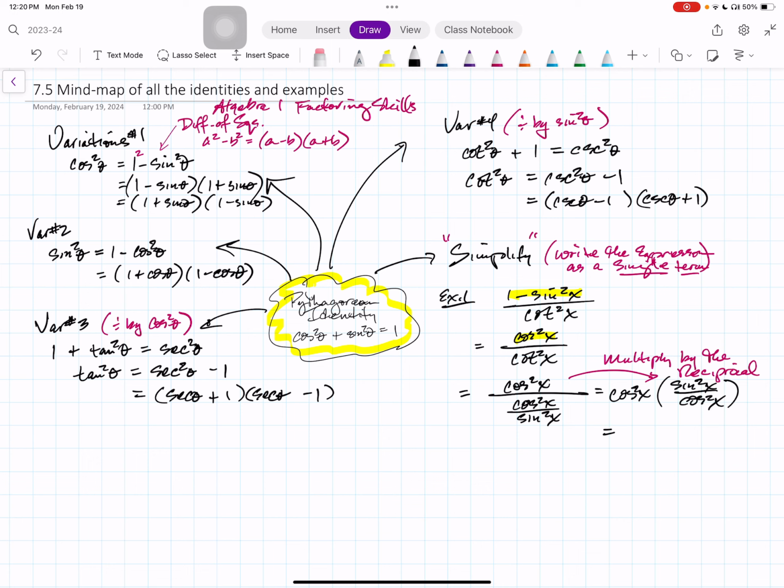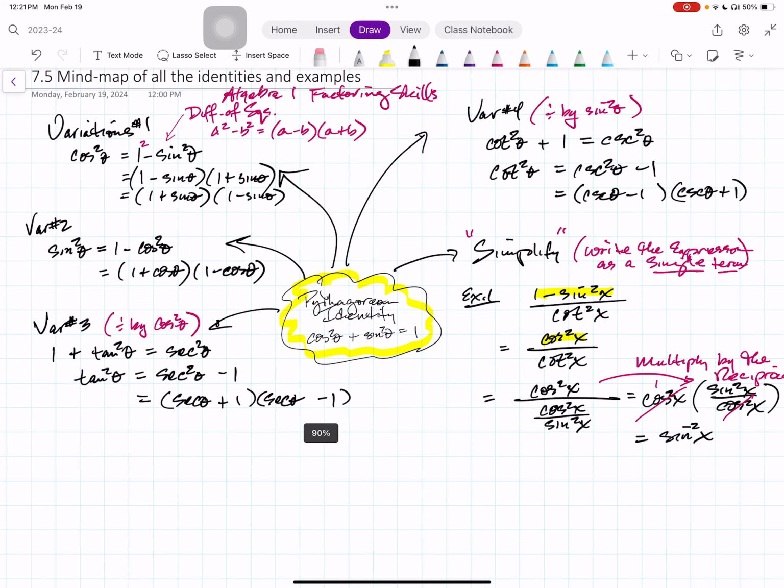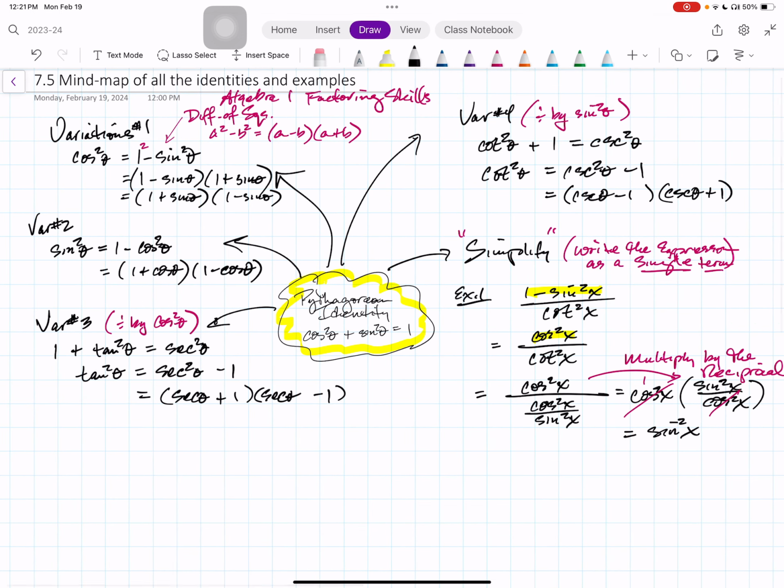And then you simplify, like the directions ask you, right? Anything divided by itself is 1. So simplify the cosine squared x, and you get a very simple expression, sine squared x. There we go. And that is just a very basic example of how to use the identities. Again, it was variation number 1 to simplify an expression. All we did was variation 1.